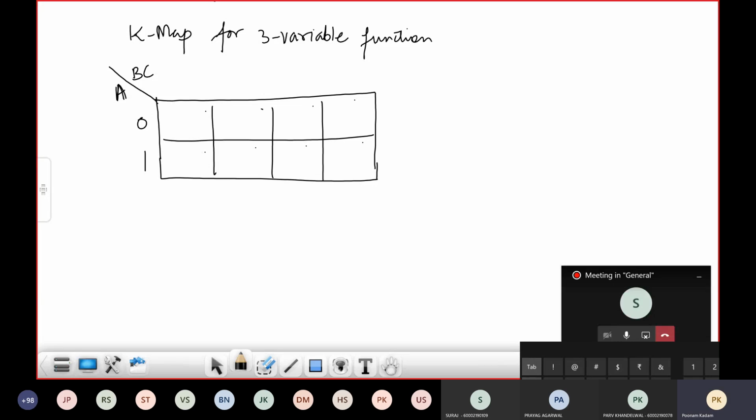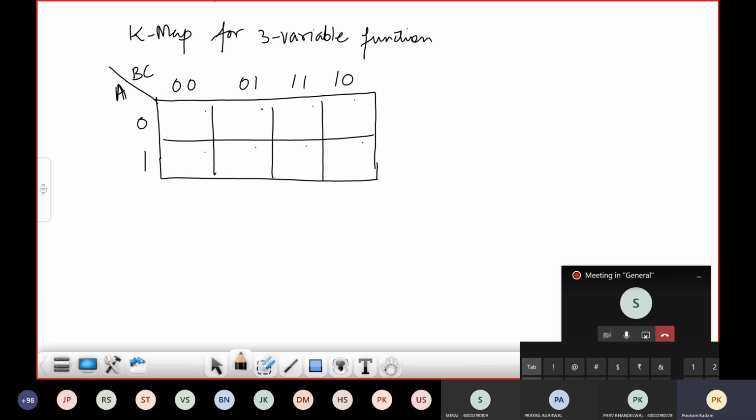So BC, there are two variables. How many combinations are possible with two variables? Four combinations, right? BC can take value 0 0, or 0 1, or 1 1, or 1 0. So there are four combinations, four possibilities.